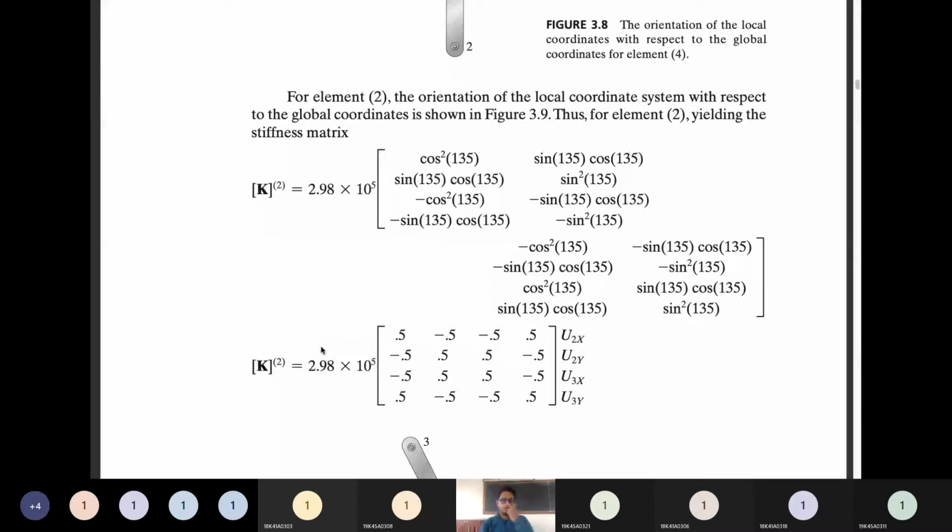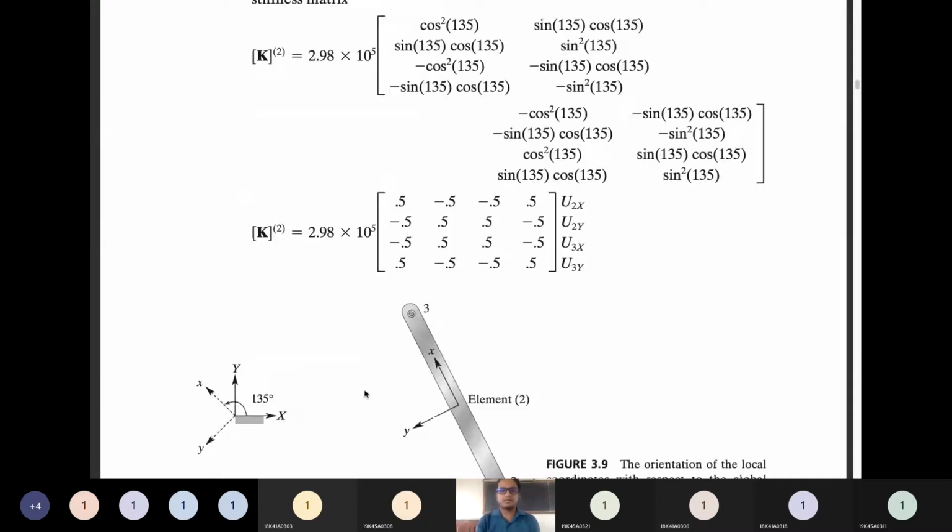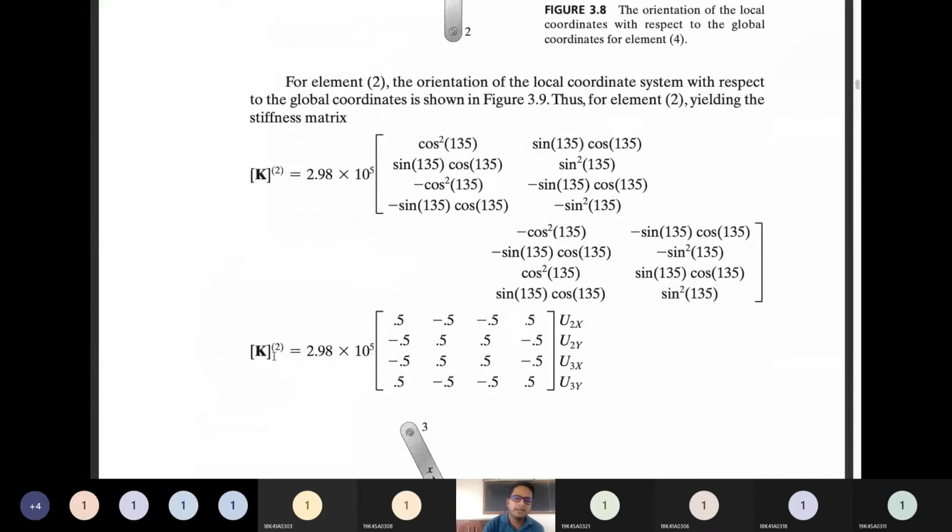Now coming to your question. One student just asked me that we have written this element stiffness matrix, then how we are substituting this value in your global stiffness matrix. So see here its position. Element number 2 is made by joining node number 2 and node number 3. So you can see here on the right hand side, u2x, u2y, u3x, u3y.